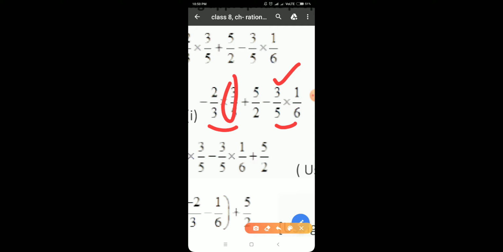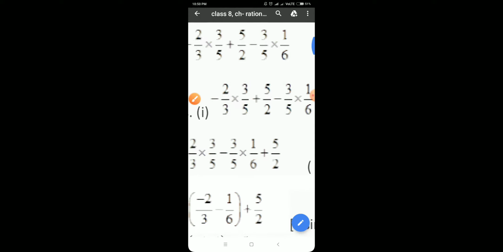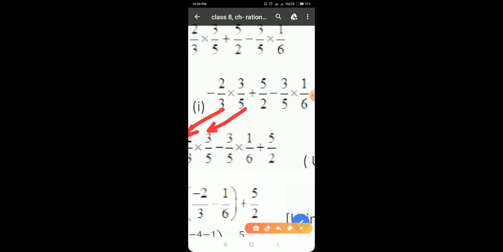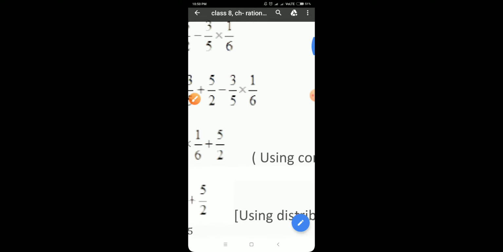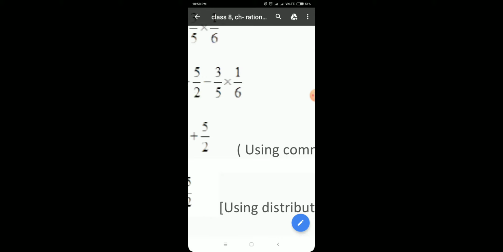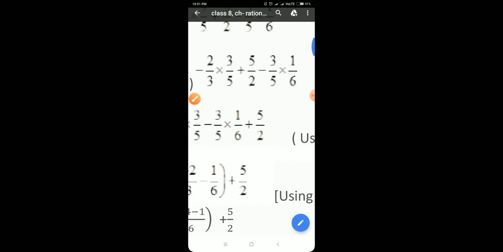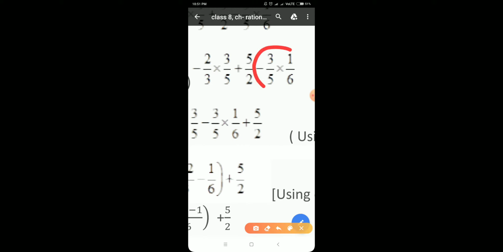So what will you do? You will write -2/3 and 3/5, and you will write it before -3/5 into 1/6 and this 5/2 here. So you will use the commutative property here. What does commutative property mean? You multiply 3/4 or multiply 4/3, the result will be the same. So here you will take this term before this 5/2.